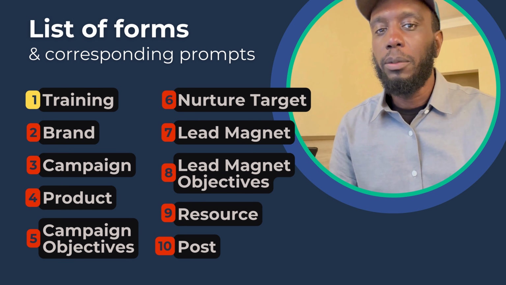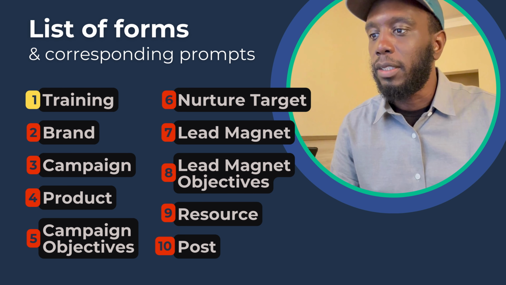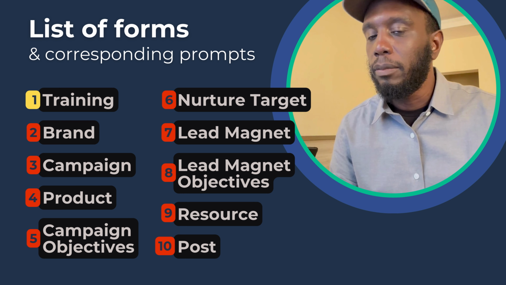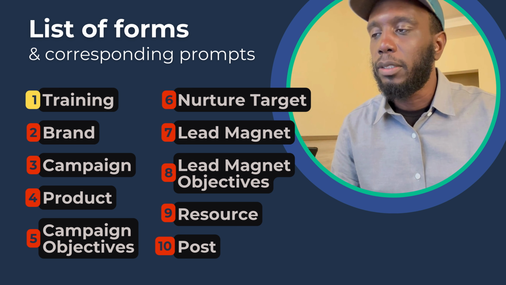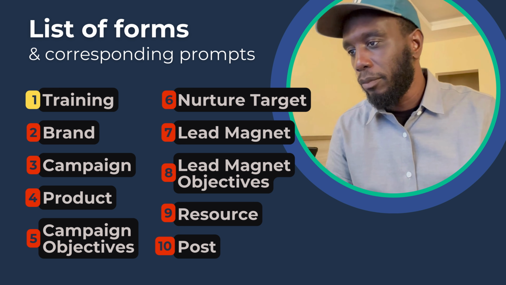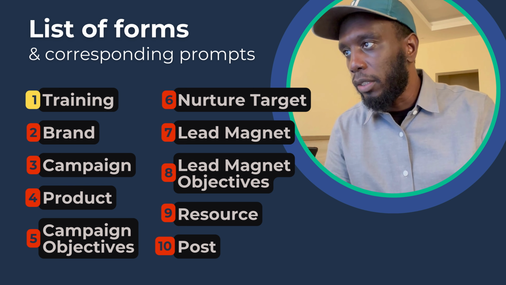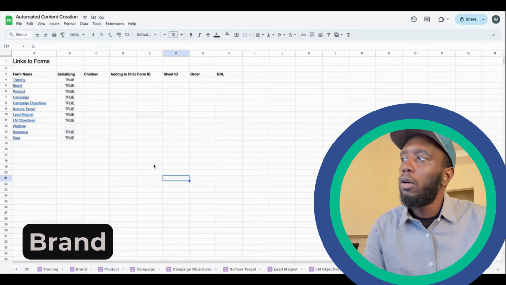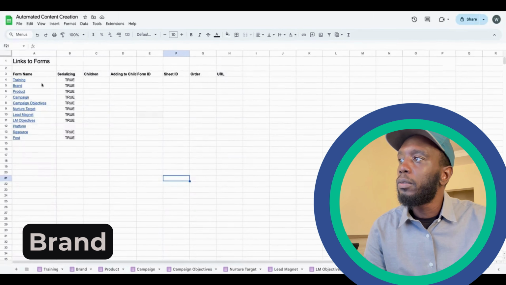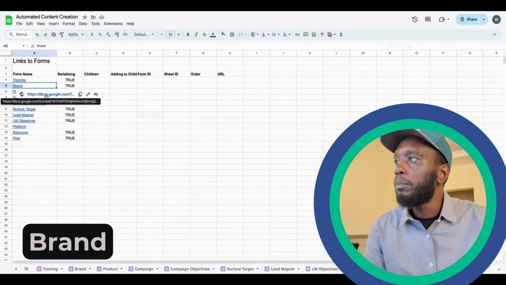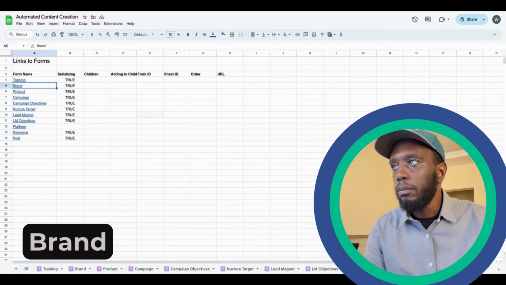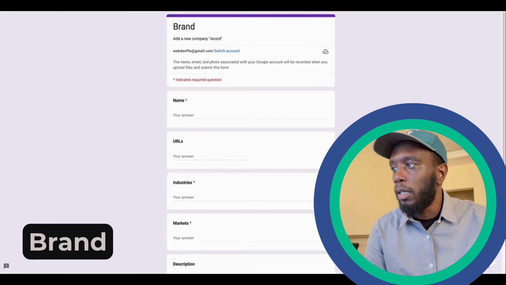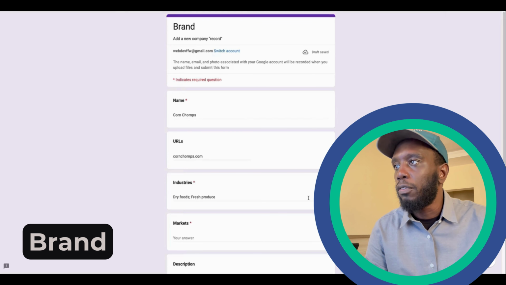All right, so now we will actually apply the process. We've already applied the training, and so we've got the training object. So we're going to start developing the rest of them. Okay, so here, starting with the brand. This is a list of all the forms. We just pop open the brand form. Just got to fill this out. So we're going to have a little fun with this.